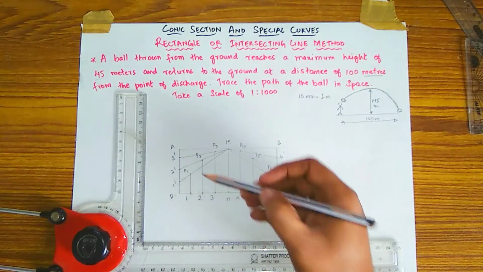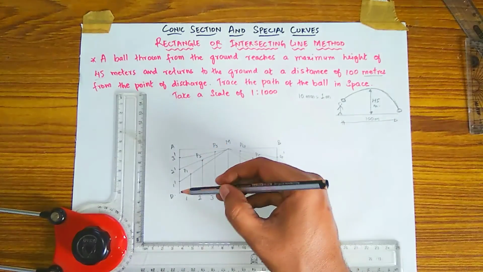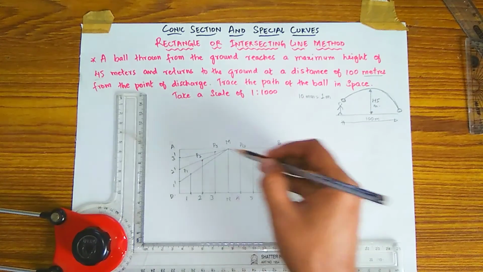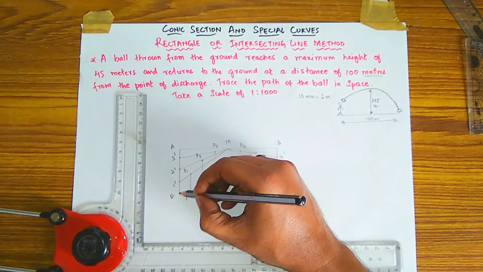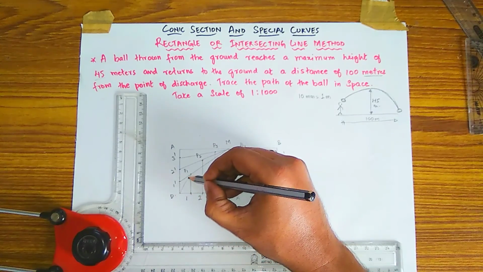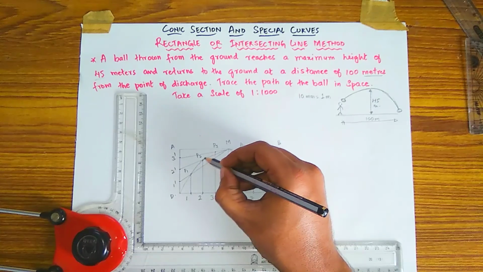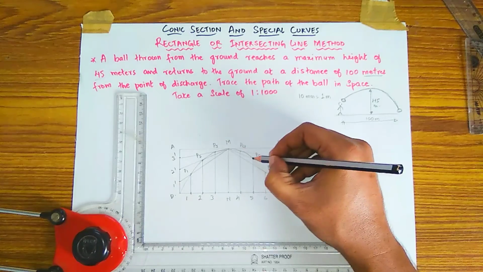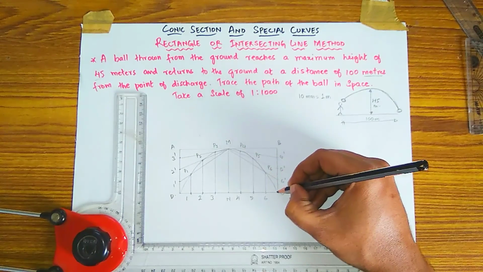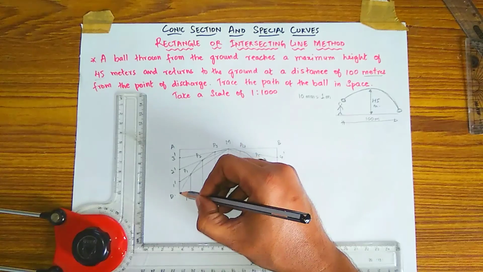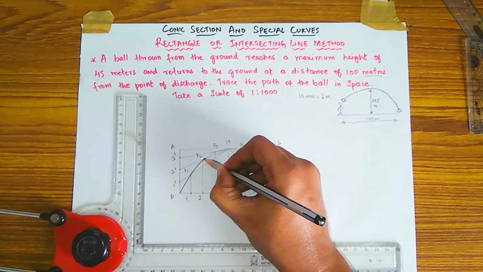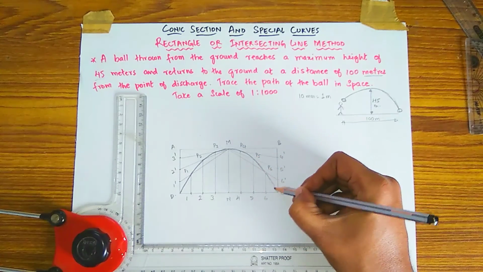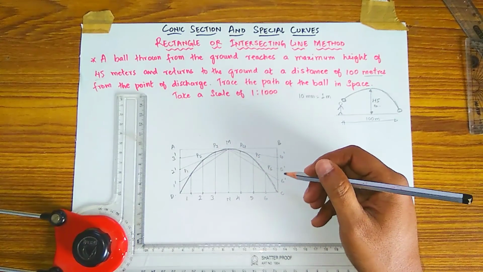After getting the points, you have to trace the path. You make the curve from these points to draw the parabola. With free hand, start from D to P1, P1 to P2, P2 to P3, then M, and then P4, P5, P6, then C. See, the parabola is drawn, and then darken it. Your parabola is constructed by the rectangle or intersecting line method.